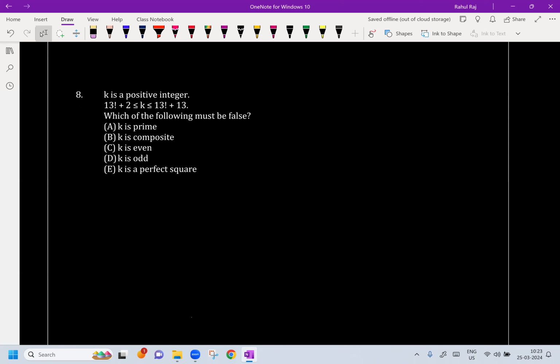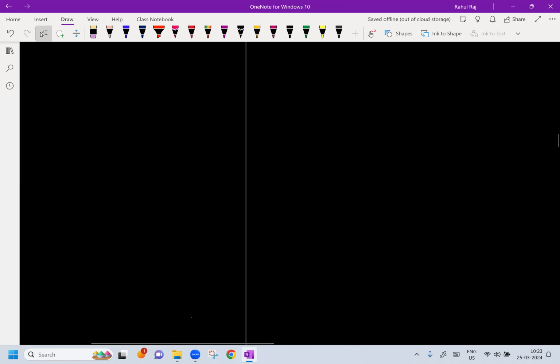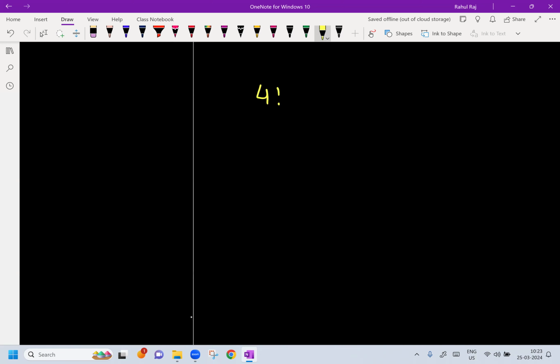A is a positive integer. What is this exclamation mark now? What does that mean? Factorial. Huh? Factorial. So imagine this is called 4 factorial. 4 factorial means what? 4 cross 3 cross 2 cross 1.